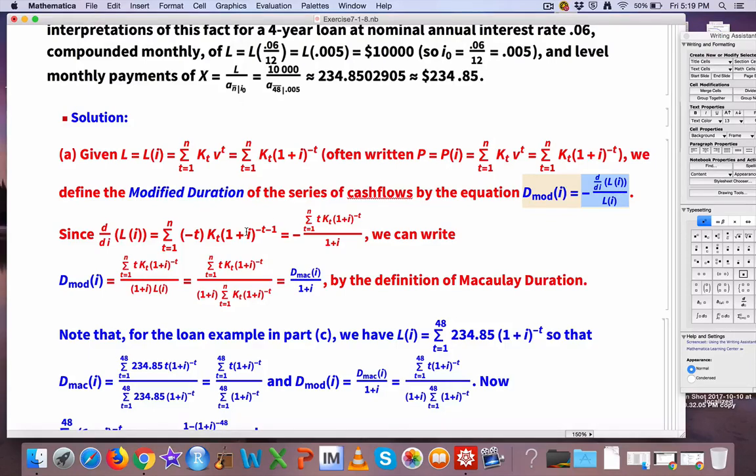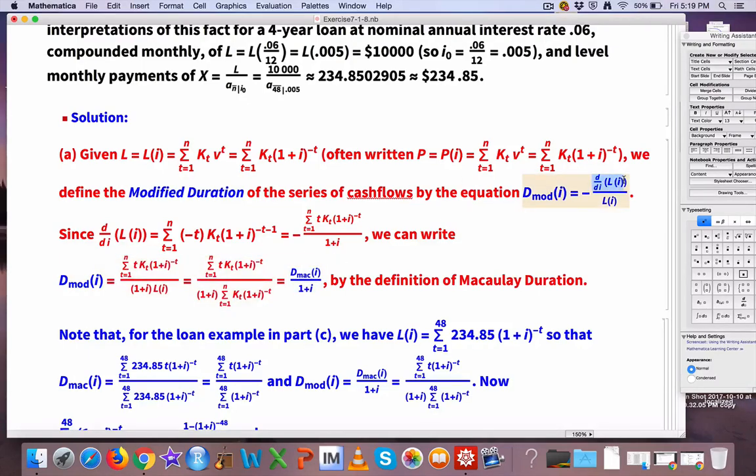We now want to relate this to the Macaulay duration. The Macaulay duration, as we've talked about, is kind of an average time of payment, a weighted average where the weights are the present values of the various payments. So this modified duration must be measuring something similar, an average time of payments. And it is related to the Macaulay duration. The ultimate answer is that the modified duration is the Macaulay duration divided by 1 plus I. How do you see that?